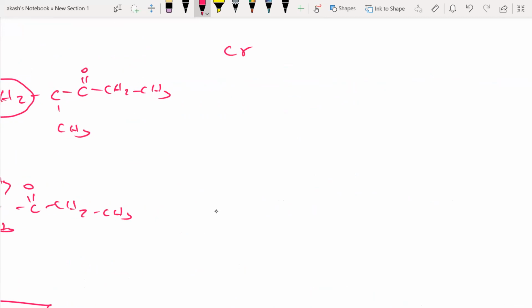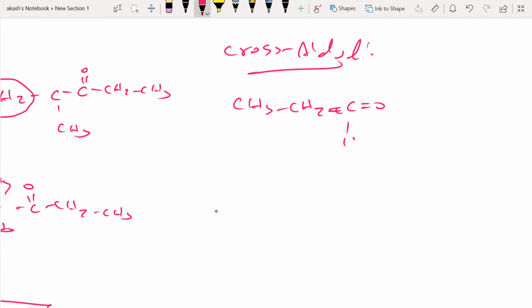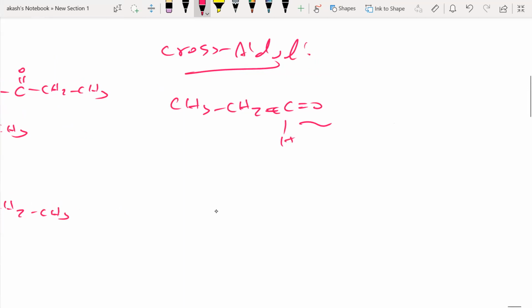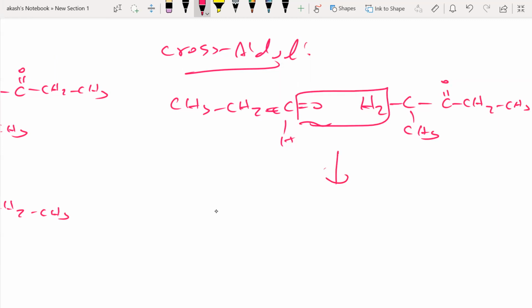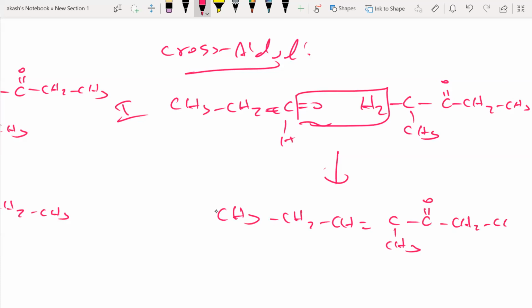Now going to cross-aldol, right? Say, let me remove oxygen from CH3CH2C=O with the H. That means I'm going to remove oxygen from this, okay? And let me put out the alpha hydrogens on the next compound: H2C, CH3, C=O, CH2CH3. Done. Now we are going to remove this particular H2O, right? So this is product number 1. Okay, CH3CH2CH=C(CH3)C=O CH2CH3.